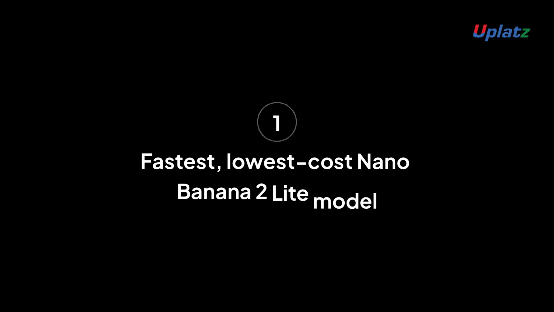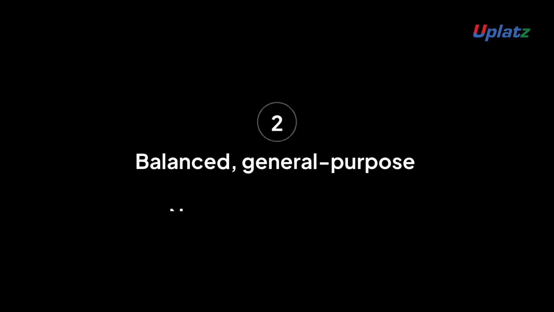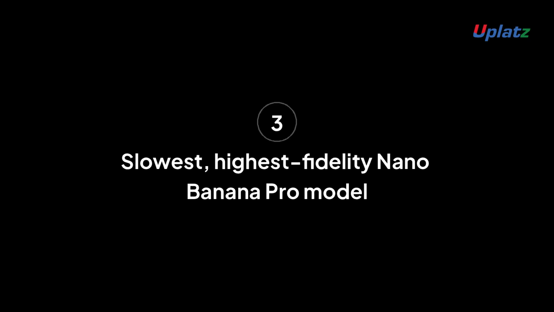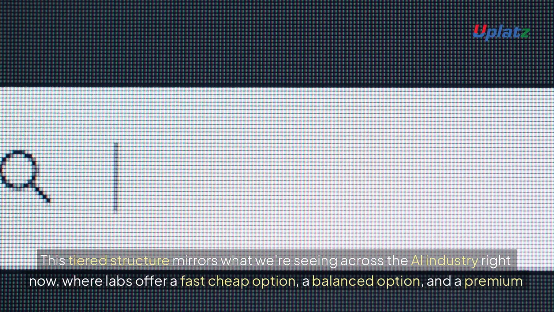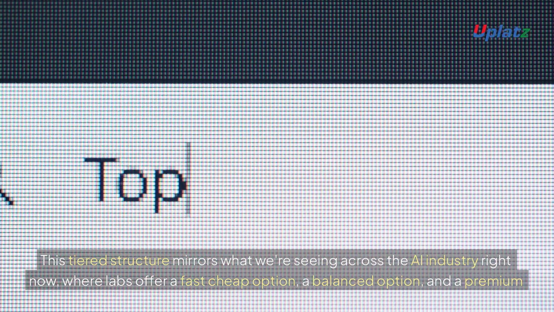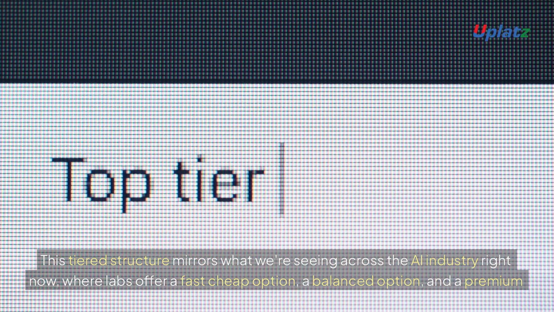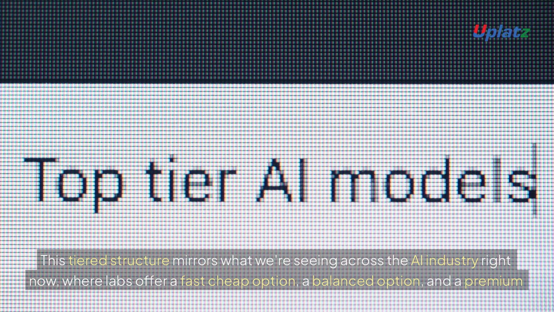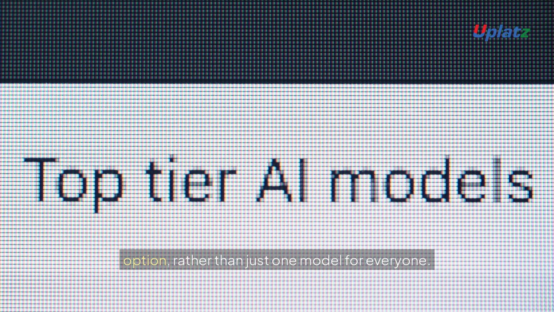The Nano Banana family now has 3 tiers. Nano Banana 2 Lite is the fastest, lowest cost option, built for high volume, high speed work. The base Nano Banana 2 model is the balanced, general purpose option. And Nano Banana Pro is the slowest but highest fidelity option, meant for complex, professional-grade image work. This tiered structure mirrors what we're seeing across the AI industry right now, where labs offer a fast, cheap option, a balanced option, and a premium option, rather than just one model for everyone.